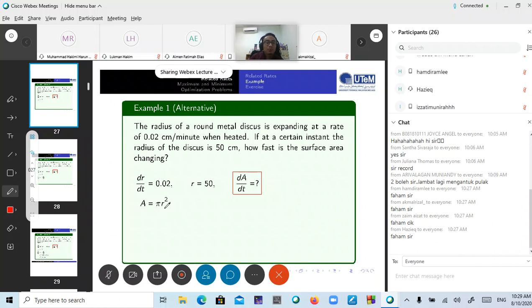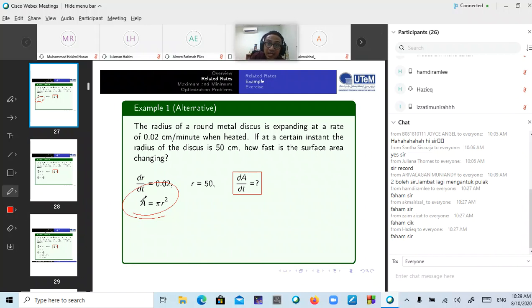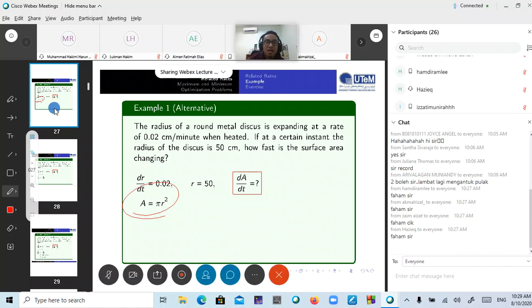Okay. This one, we differentiate directly with respect to t. Just now we used the chain rule, differentiating A with respect to r. And now we differentiate directly with respect to t. When you differentiate directly with respect to t, you will get dA over dt equal to 2 pi r. Where does the 2 pi come from? The power comes down, differentiate as usual. So you get 2 pi r times dr over dt. This one we must write.